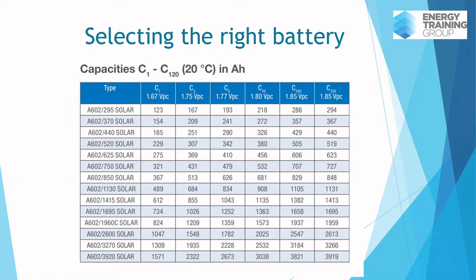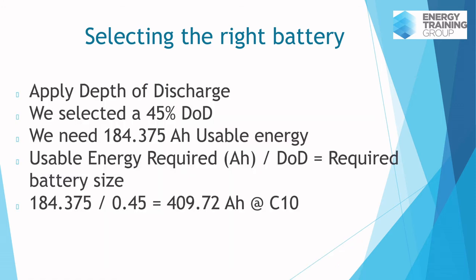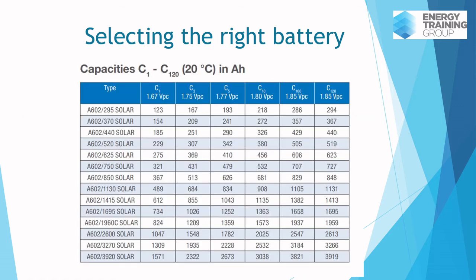So we go to our battery spec sheet, and all the spec sheets are in the notes below the video, so you can access all of these yourself. And we look for a battery that will be big enough, that has our 409 amp hours required at C10. Sorry, not 402, it was 409. We can see that the A602625 is going to do the job at this stage. So we think this is the battery that we're going to select, knowing it can store enough energy.